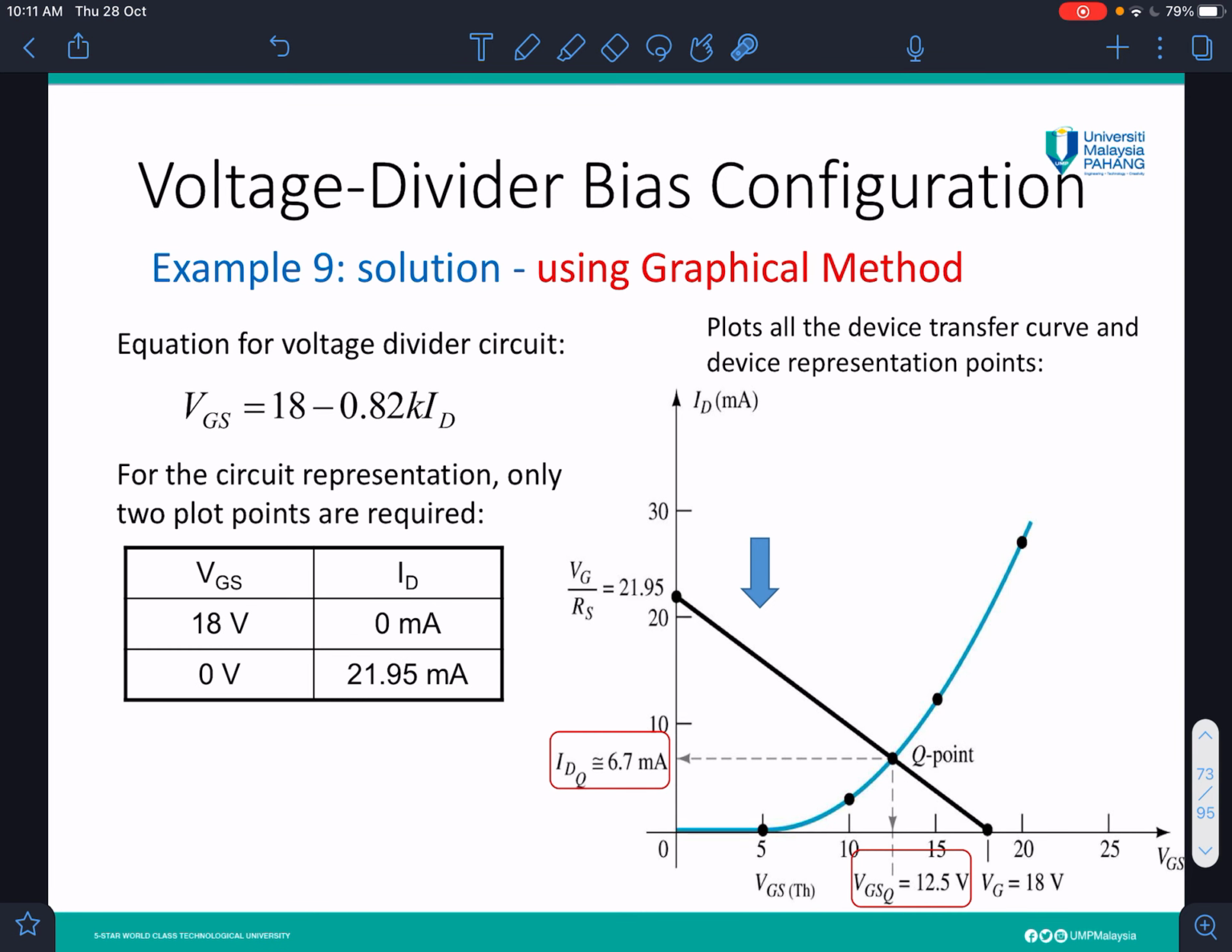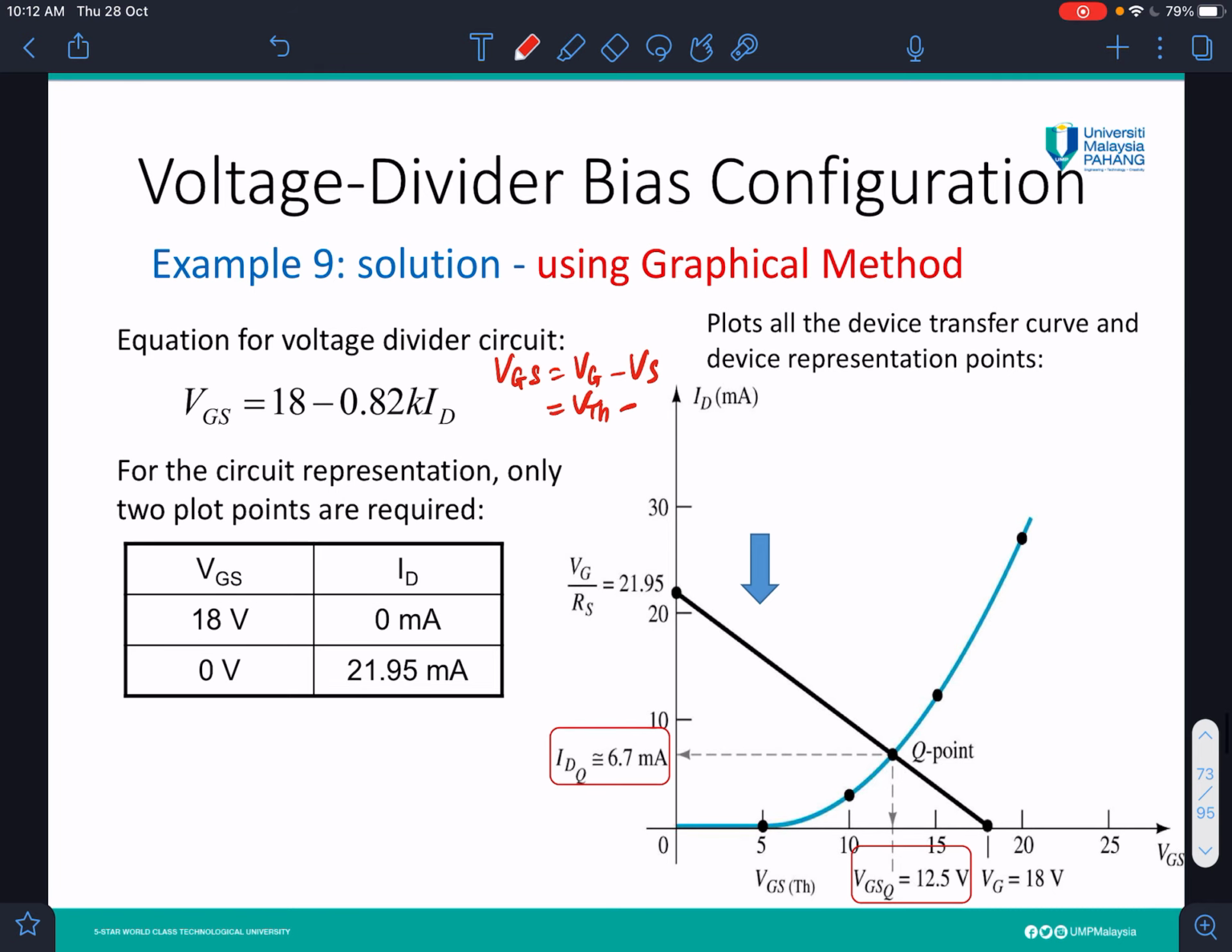And then go back to the equation for the voltage divider, VGS. This has been explained in the mathematical method, how we get the VGS. Again I repeat: to find VGS, we need VG minus VS. This VG is from the Thevenin voltage divider, minus VS. Then you get this equation.